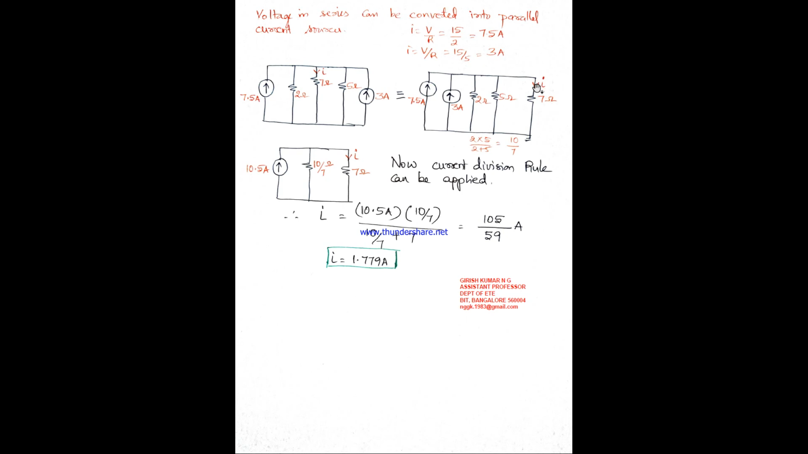As we did earlier in the previous problem, use the current division rule, or again convert this parallel to series and find out the total current I in that particular series. So therefore, the current division rule is what I have applied here. So 10.5 amps total current multiplied by the opposite resistance 10 by 7 and divided by the total resistance, which is 10 by 7 plus 7. So I get 105 by 59. Therefore, the total current I towards 7 ohm is 1.779 amps.